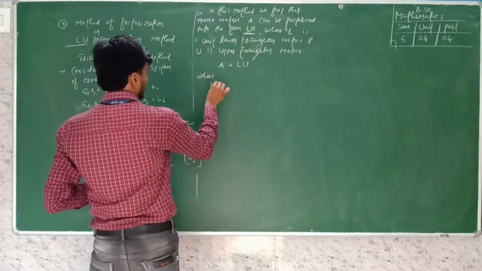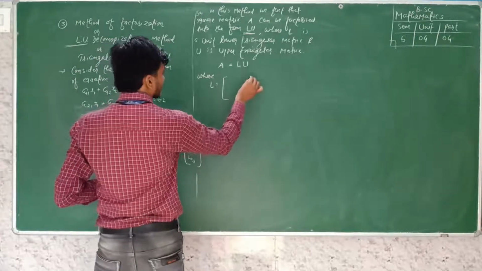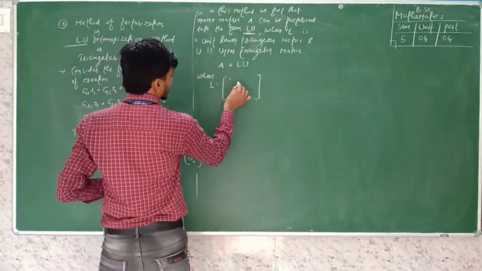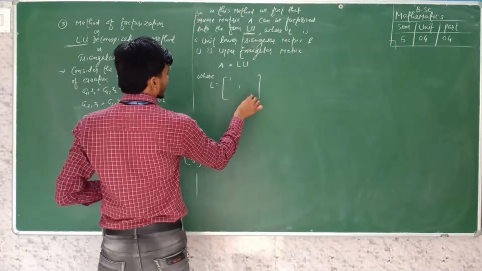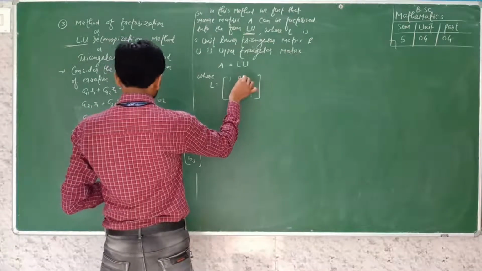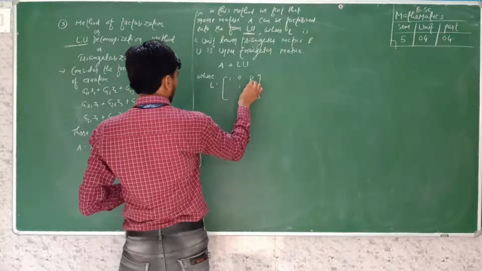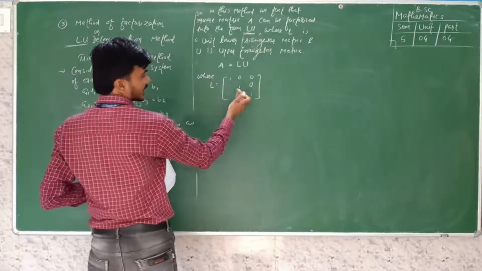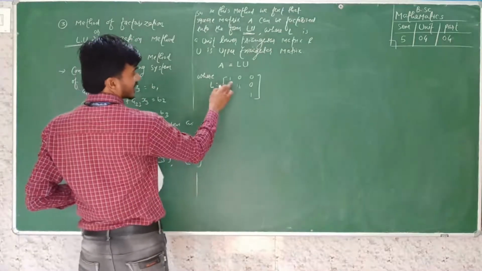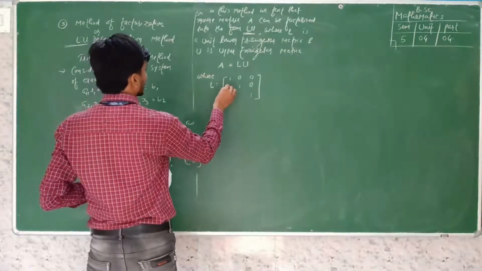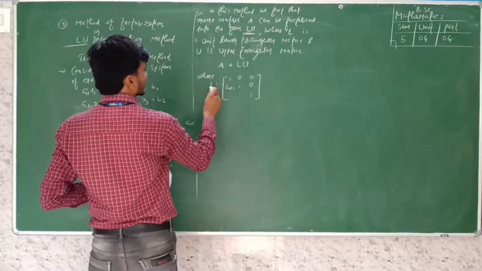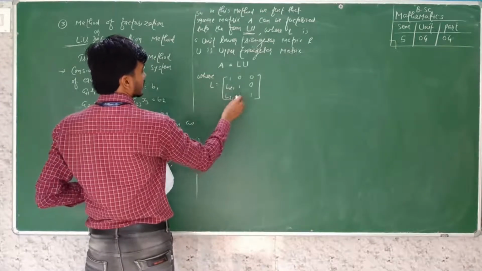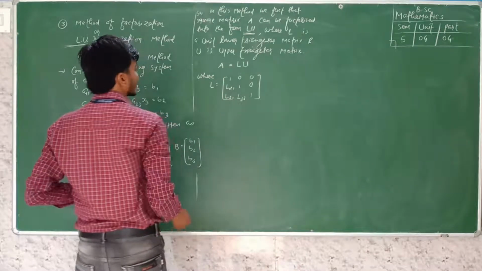L is a unit lower triangular matrix. Unit means the diagonal elements are 1, and the upper elements are 0. Unit lower triangular, so lower triangular means the elements are below the diagonal. Since it is unit, the diagonal elements are 1. Here the elements are second row and first column L21, third row and first column L31 and L32.